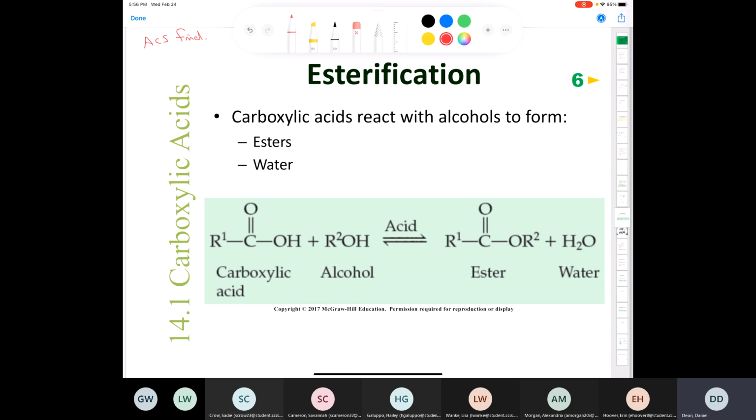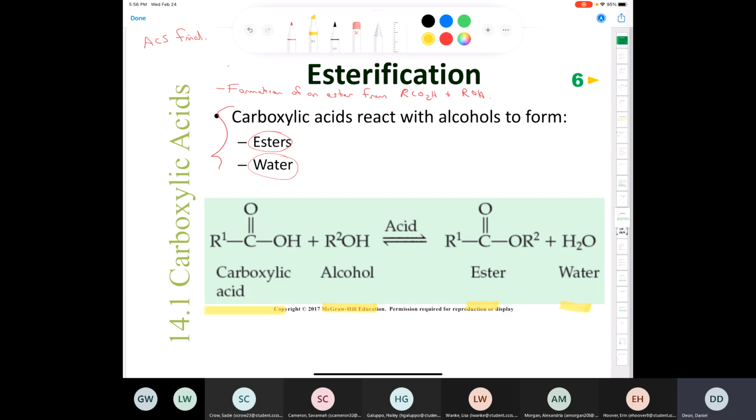Esterification is nothing more than the formation of an ester from a carboxylic acid, I'll just draw the shorthand here, from a carboxylic acid and an alcohol, okay? So here it is summarized right here. A carboxylic acid reacts with an alcohol, and what do you get? You get an ester and you get water. Look at this right here. You take a carboxylic acid, you treat it with an alcohol, you get an ester and water.